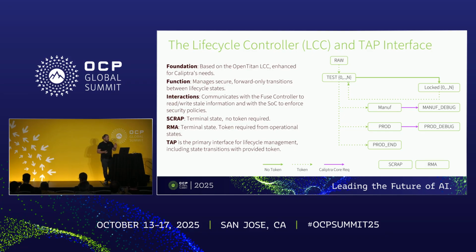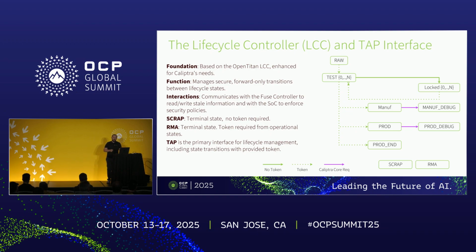So the first thing to go over here is the lifecycle controller. The main interface to it is a TAP interface. That's how we actuate lifecycle transitions. And the lifecycle controller is the heart of the security policy of Caliptra Subsystem. We started with the OpenTitan lifecycle controller as the starting point, and then enhanced it significantly to meet Caliptra's requirements.